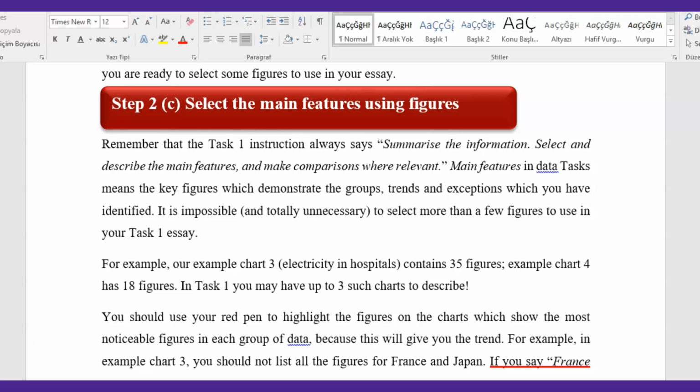Hello again, it's IELTS with me tutorial, and today I'm going to show you how to write a Band 9 essay for your IELTS writing task 1 question. In this module, we'll focus on a 3-step process to learn it and use it in your IELTS writing task 1.